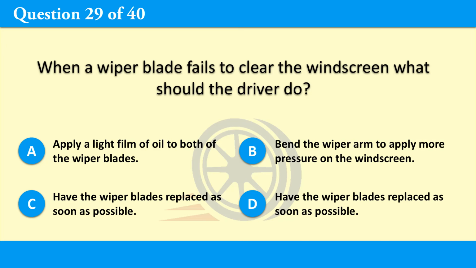When a wiper blade fails to clear the windscreen, what should the driver do? A. Apply a light film of oil to both of the wiper blades. B. Bend the wiper arm to apply more pressure on the windscreen. C. Have the wiper blades replaced as soon as possible. D. Switch the wiper control from high speed to low speed repeatedly.